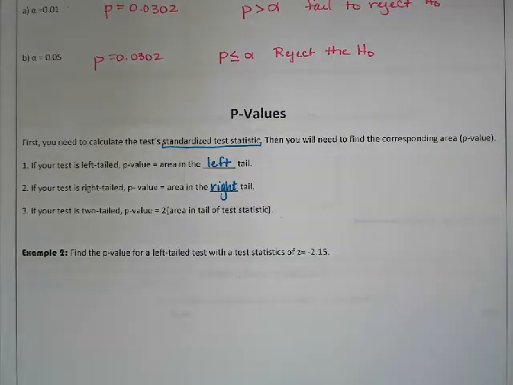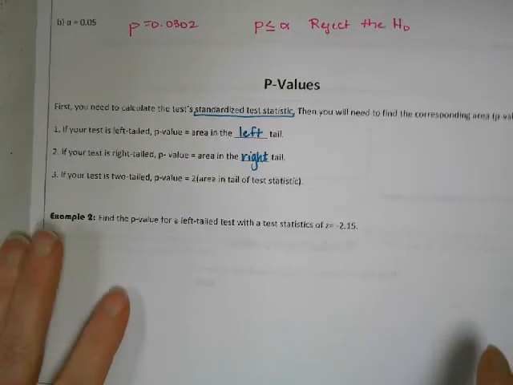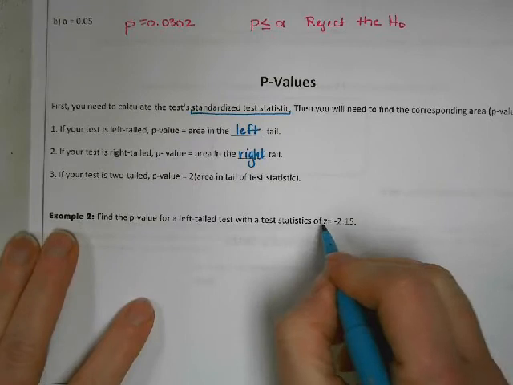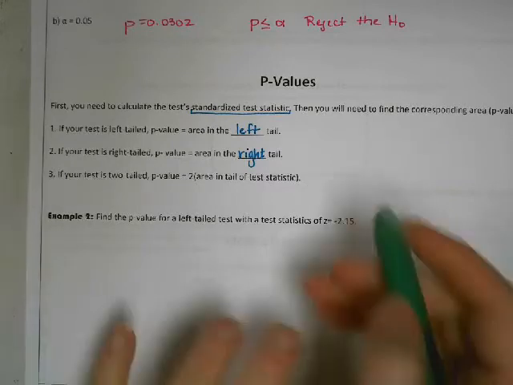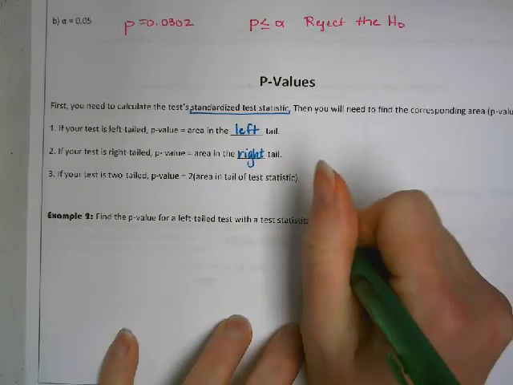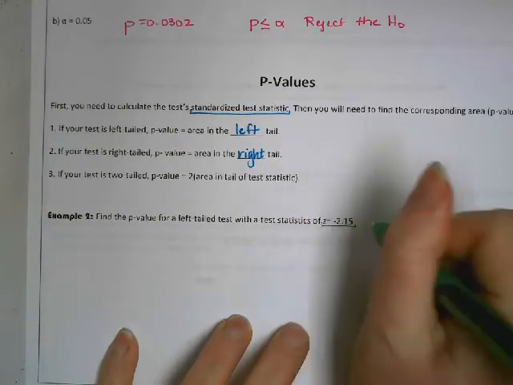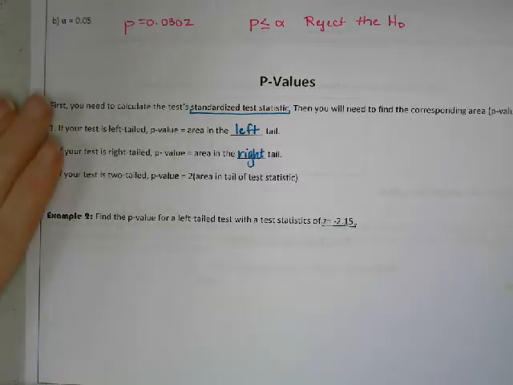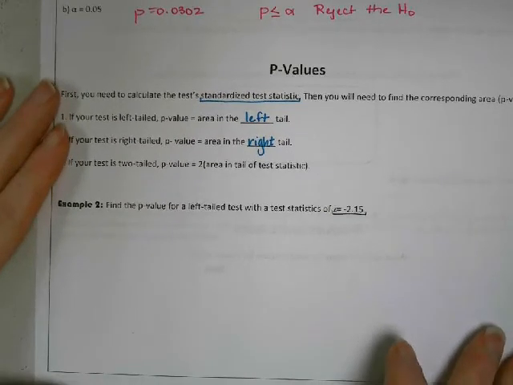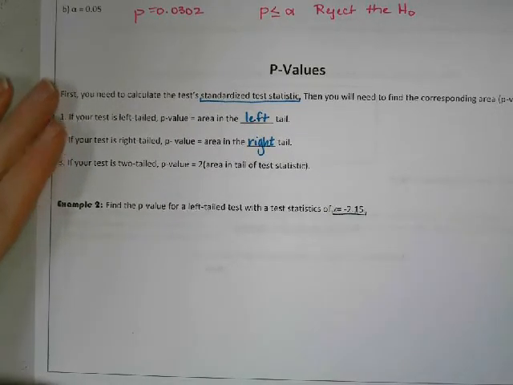All right, so here's an example. Find the p-value for a left-tailed test with a test statistic of z equals negative 2.15. See, there it is. I told you a standardized test statistic is where we first introduced z-scores. And remember, they are standard deviations. A z-score is just a specific standard deviation that isn't always a whole number. All right, so we need to find our p-value.